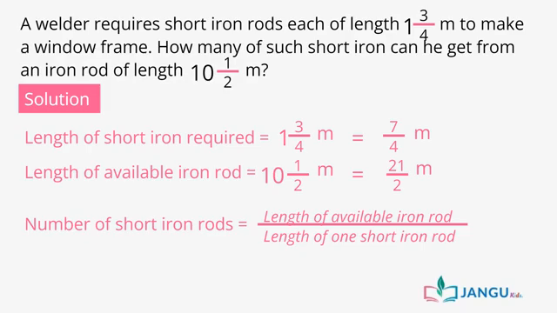This is 21 over 2 divided by 7 over 4. To solve, we find the reciprocal of 7 over 4 and change the division sign to multiplication. And this is equal to 21 over 2 times 4 over 7. And this is equal to 6 iron rods.